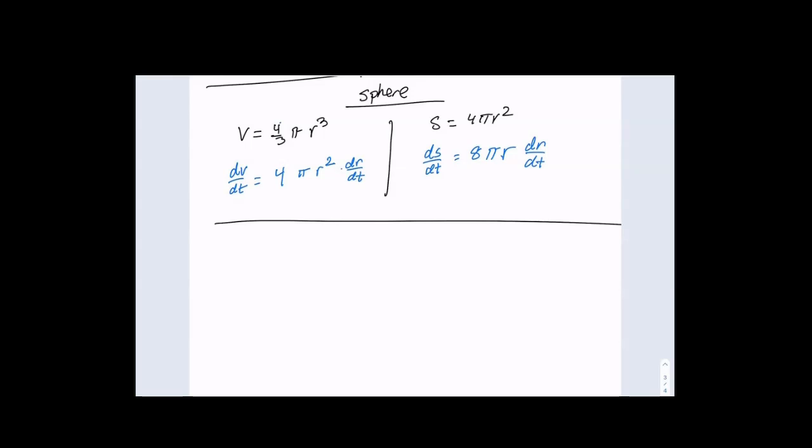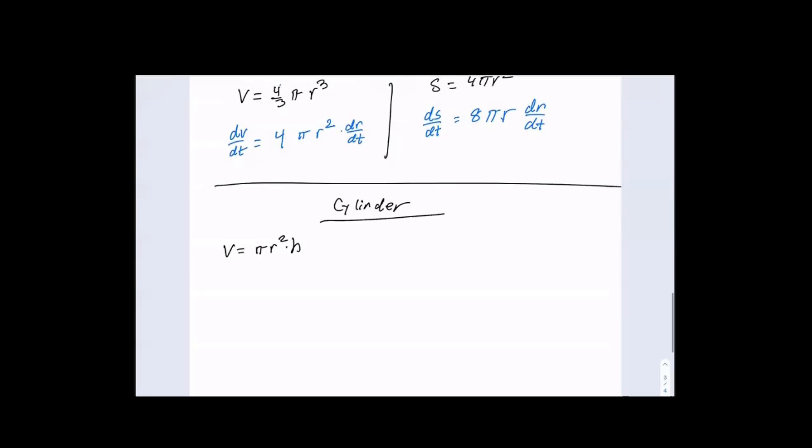Was it rectangular prism? Yeah. I thought it was a cylinder. Oh, okay. Yeah, so we'll go with cylinder. So a cylinder is volume equals pi r squared times h. This one is a little bit more difficult.